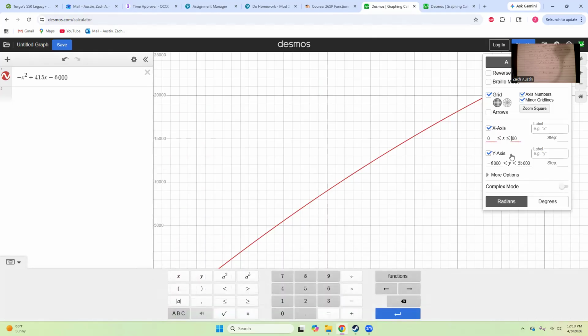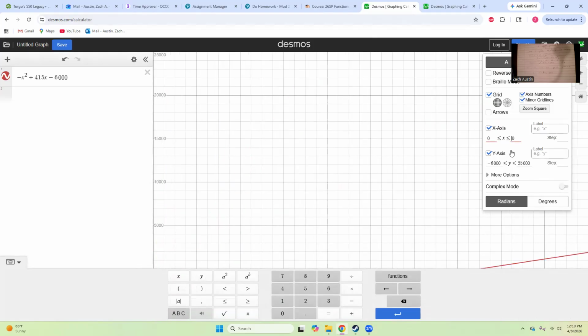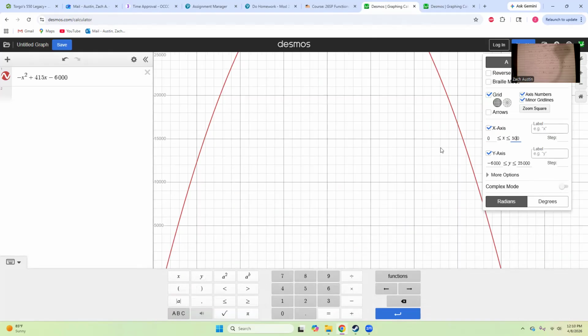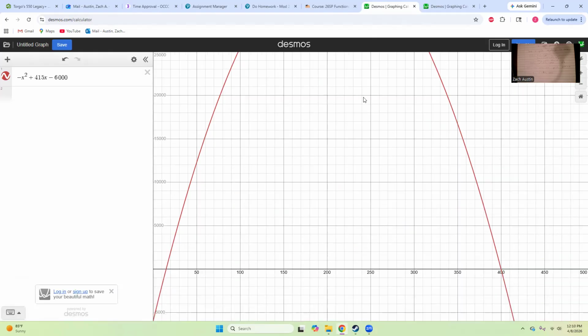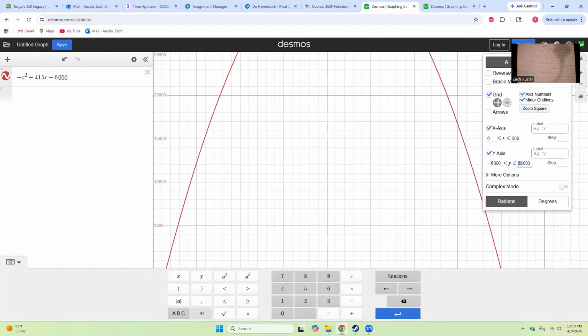I guessed 100. It wasn't big enough. Maybe we try something like 250. Oh, nope, sorry. Maybe like 250, still too small. Maybe I try something like 500, and that looks pretty good. I can see the whole graph. Okay, now I don't see the top of the hill, which I might need later. So maybe I'll adjust this number up a little more.